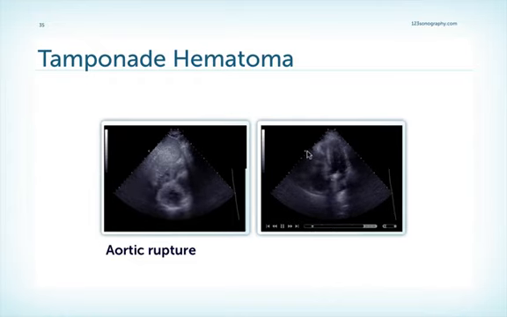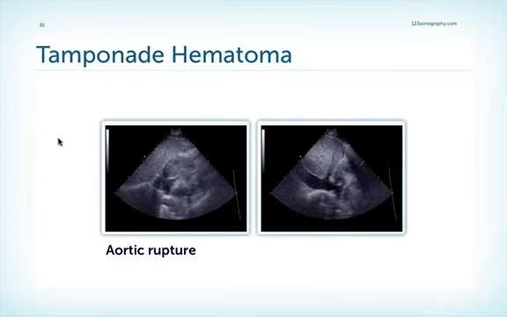The hematoma is here. Here are some images of the same patient. A subcostal view with the hematoma compressing the right atrium and the right ventricle. And here, the very large inferior vena cava. Now in this setting, it's very obvious that the patient has tamponade. You don't even need to perform Doppler, and the patient was highly symptomatic. He was in cardiogenic shock.